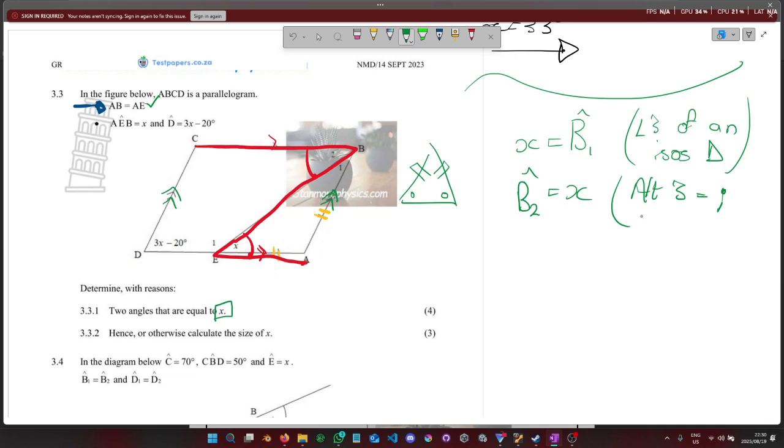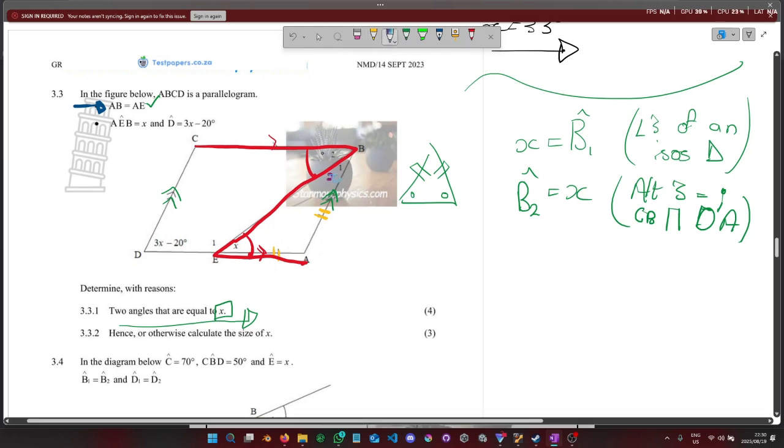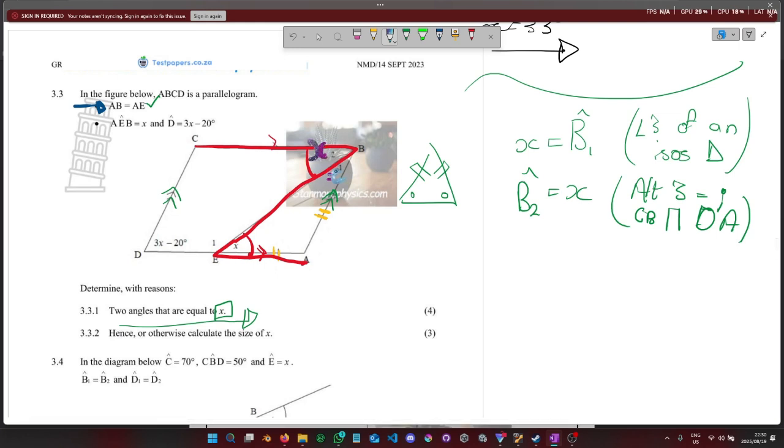But this is going to be y, because CB is parallel to DA, right? So there's those two. Hence or otherwise calculate the size of x, right? So we know that this is equal to x and this is equal to x, right? So there's different ways to work out x. If we get this angle, we can use triangles, right?